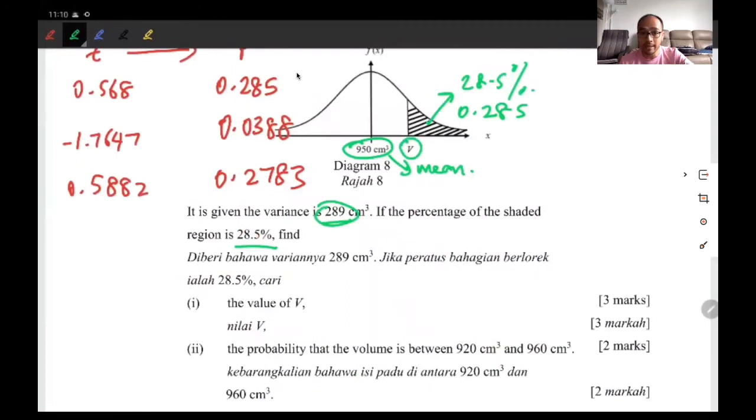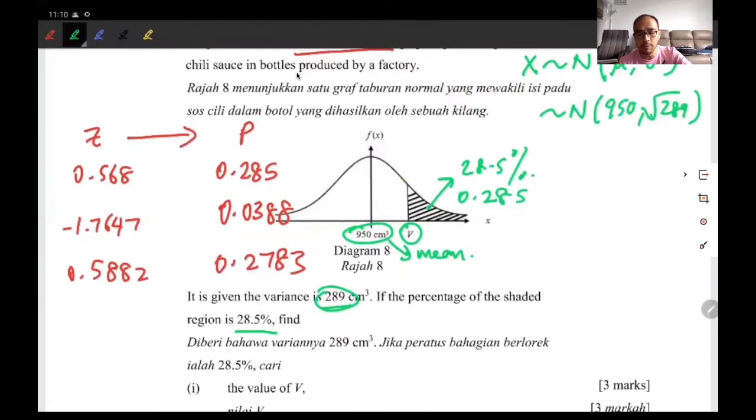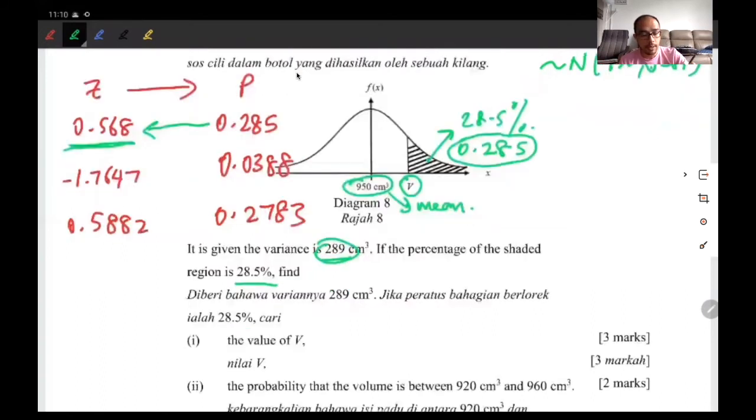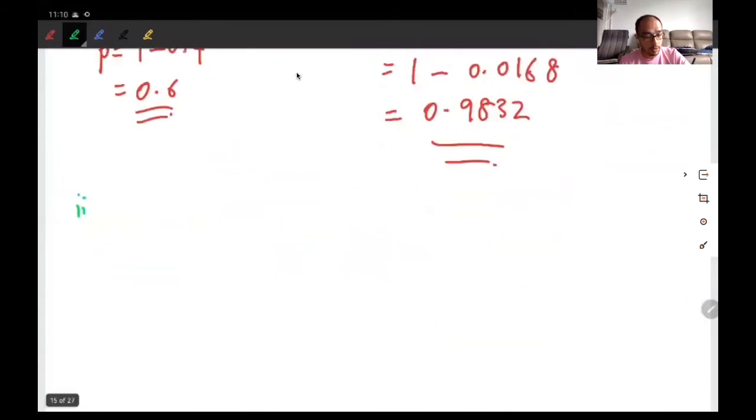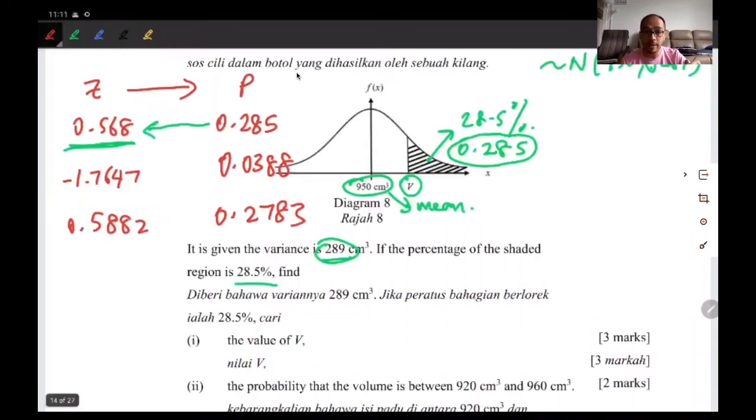So we can find the value of this V, but we need to find the value of the Z. Since this is 0.285, and I've already done this, if you look in the table, you'll find that 0.285 will give you 0.568. The value of Z is 0.568. Sorry, B. So Z equals 0.568 when the P is 0.285. Then we convert back 0.568.